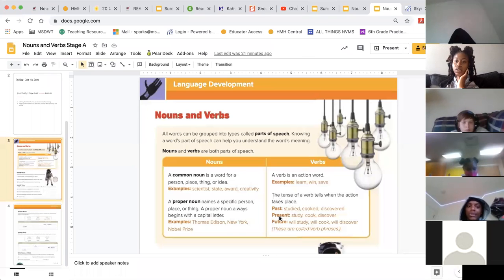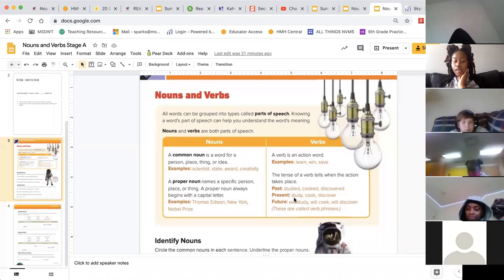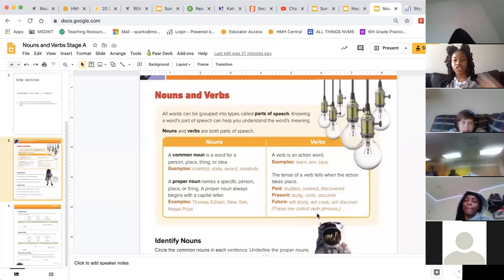So past tense is usually you add an ed. There will be some irregular verbs. Present, you won't have an ending. So study, cook, and discover. Now, if you see an S on the end, that's because that verb has to agree with the subject. So we'll see an example of that in our activity. And then future, we'll study, we'll cook, we'll discover. So these are called verb phrases because it's a phrase and not just a word.